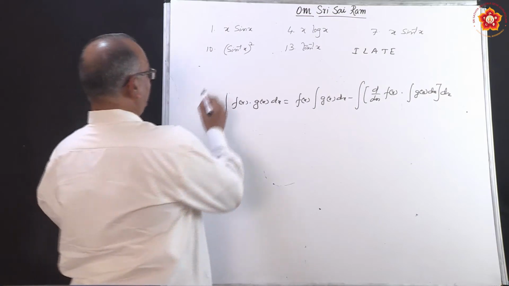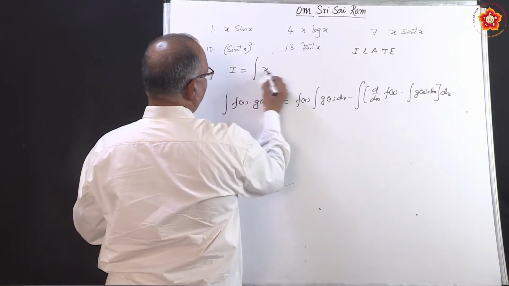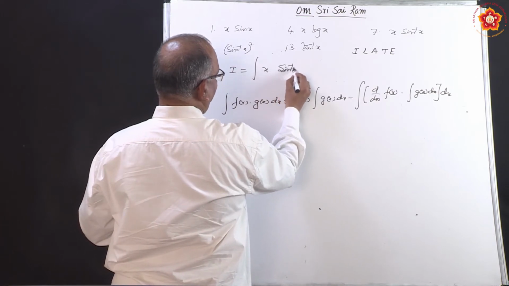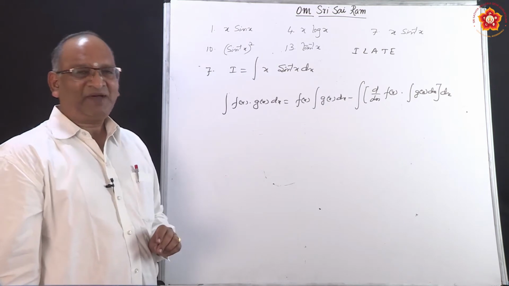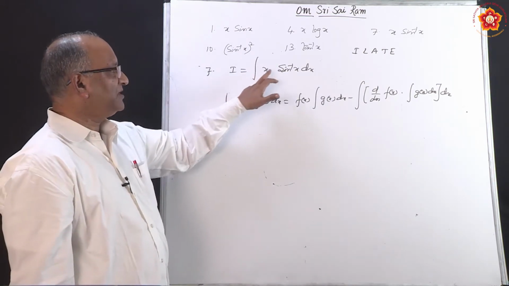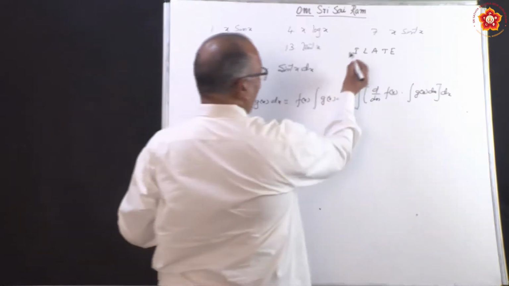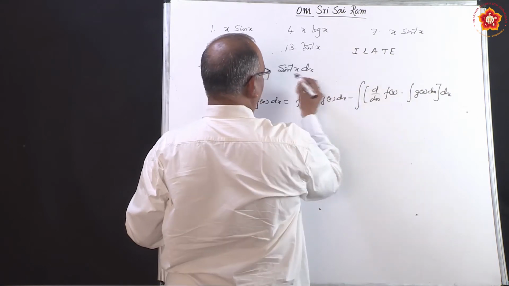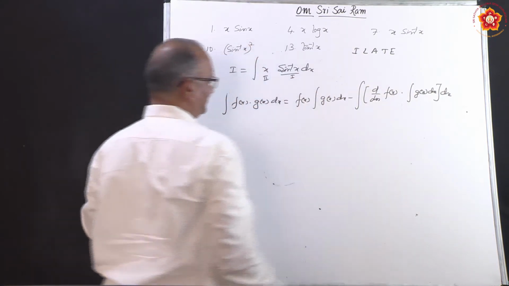Problem number 7, integral is x into sine inverse x. Our first task is to choose the first function. We have algebraic function, we have got inverse trigonometric function. So, inverse trigonometric comes in first place, so this will be taken as first function, this will become second function.